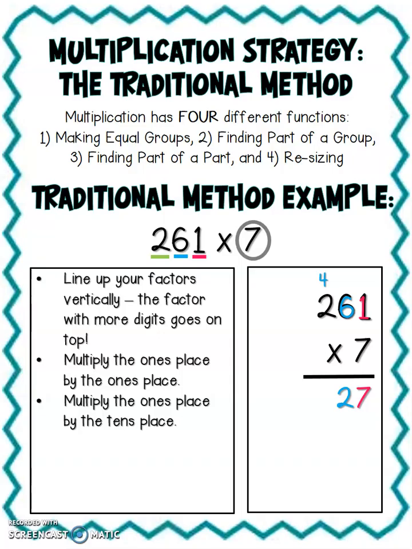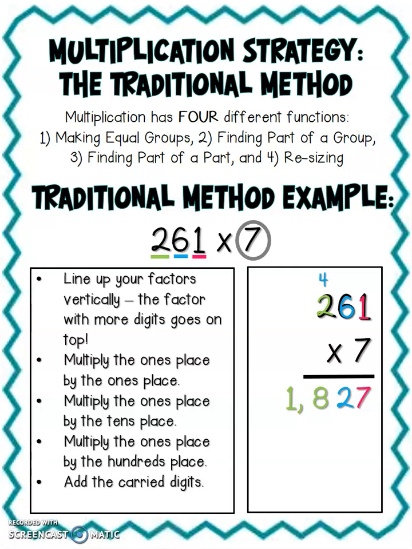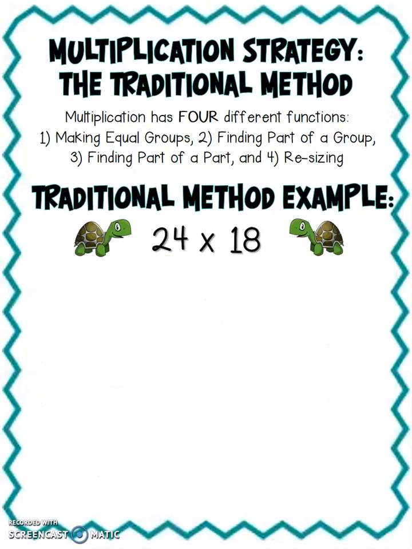Next, I multiply the ones place by the tens place. 7 times 6 is 42, but remember I can only write down one digit per place. So I write down the 2 and I carry the 4. Next, I multiply the ones place by the hundreds place. 7 times 2 is 14, but I can't forget about those 4, so I need to add the carried digits, and 14 plus 4 is 18. Since I don't have any more digits that I need to multiply, I'm finished with my product, and I need to check my work. Let's take a look at one more example where we have 2-digit by 2-digit factors.